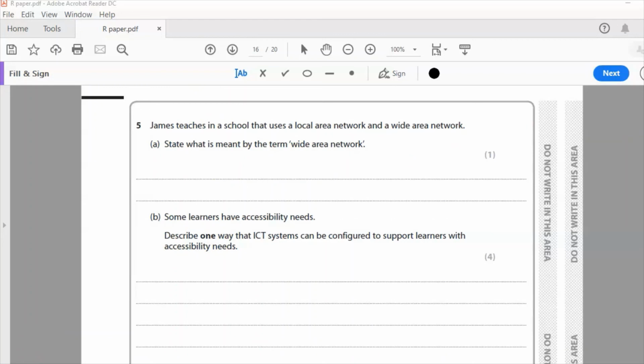Question 5. James teaches in a school that uses a local area network and a wide area network. State what is meant by the term wide area network. A wide area network is a network that covers a very large area. So think about a wide area network. It's something like the internet. It's a network of networks. So a network contains multiple networks connected together with gateways. So it's a network of networks.